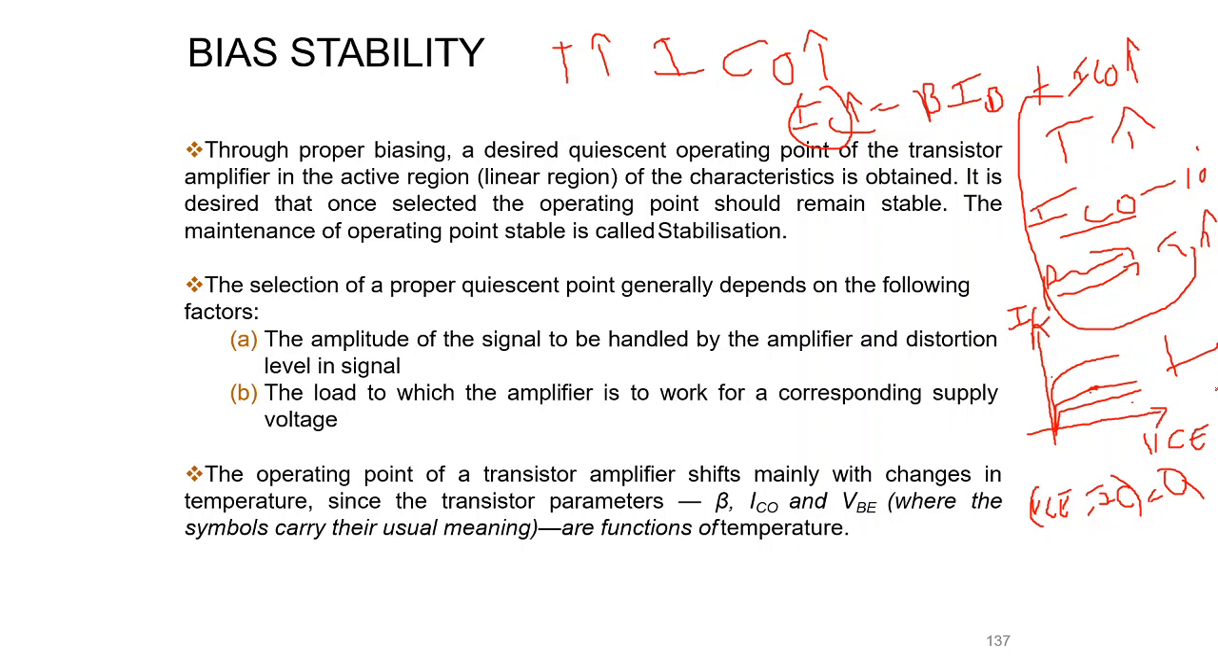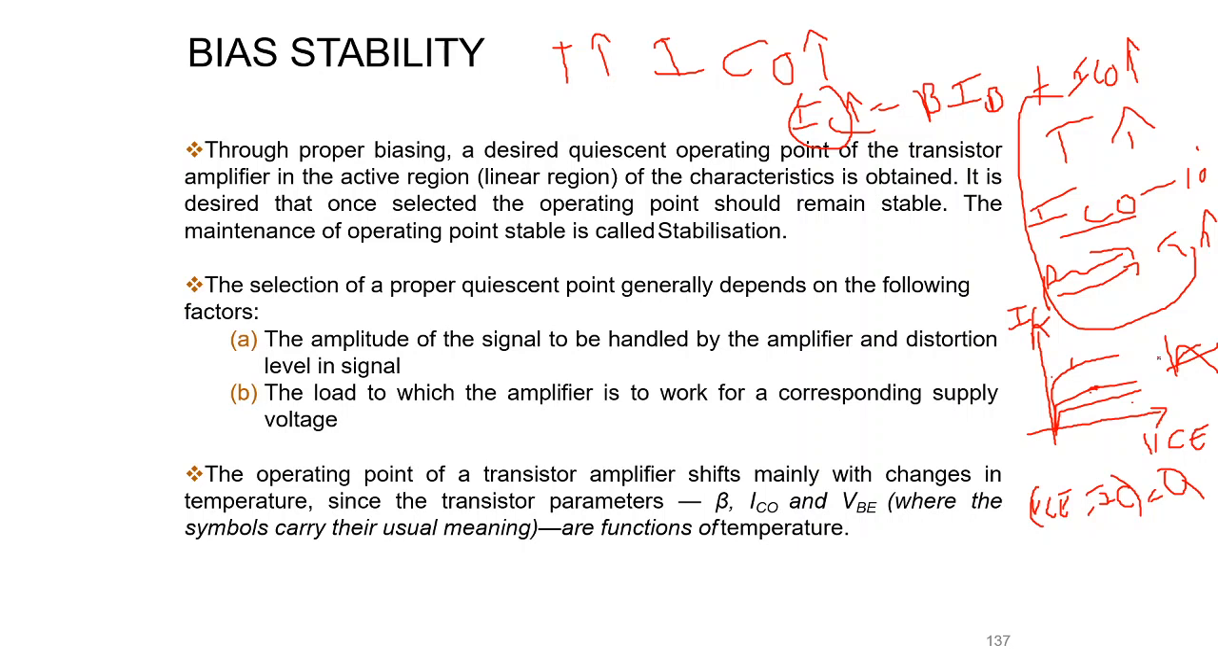So the selection of proper Q point depends upon the following factors mainly: the amplitude of the signals to be handled by the amplifier and distortion level of the signals. Suppose if I am choosing the Q point over here, the positive part is going to be clipped off by a large amount. And in order to avoid that, we have to choose a proper Q point.